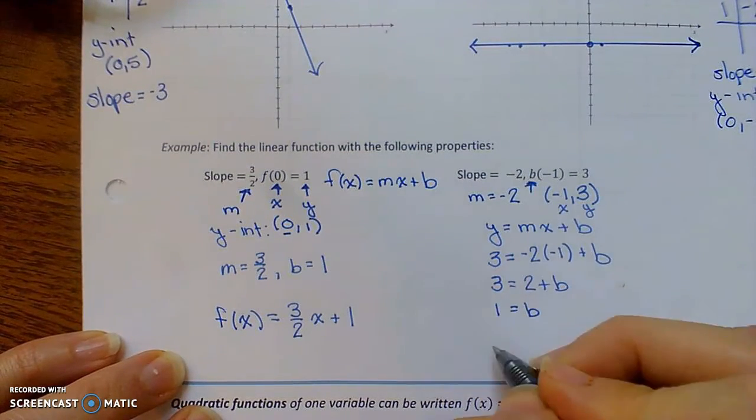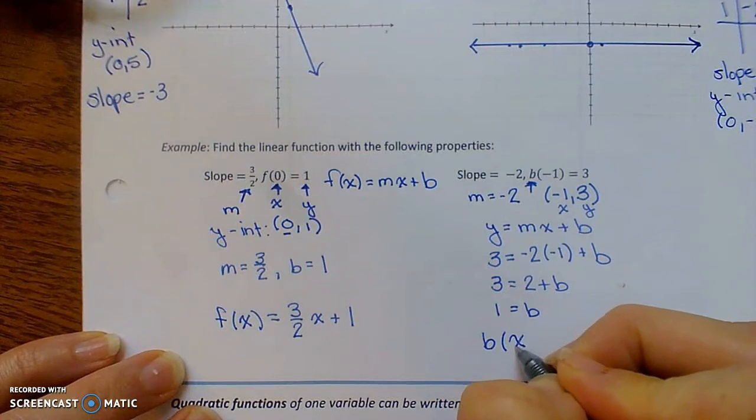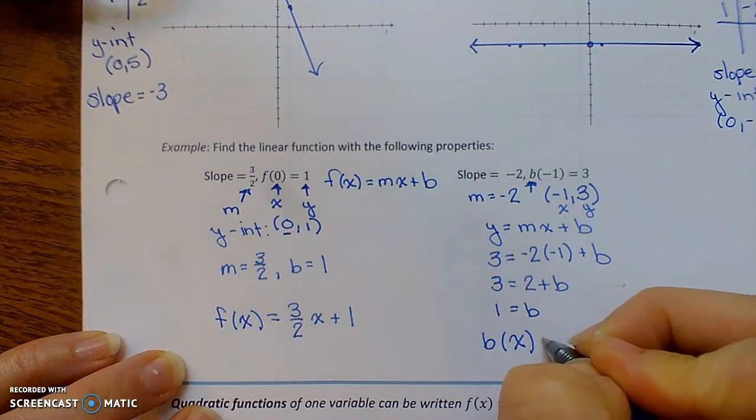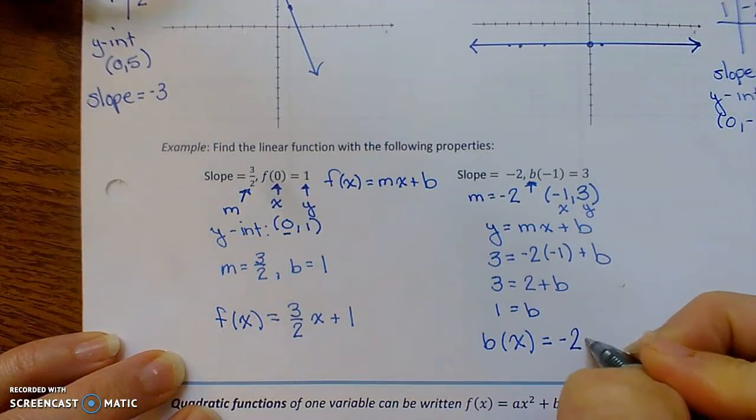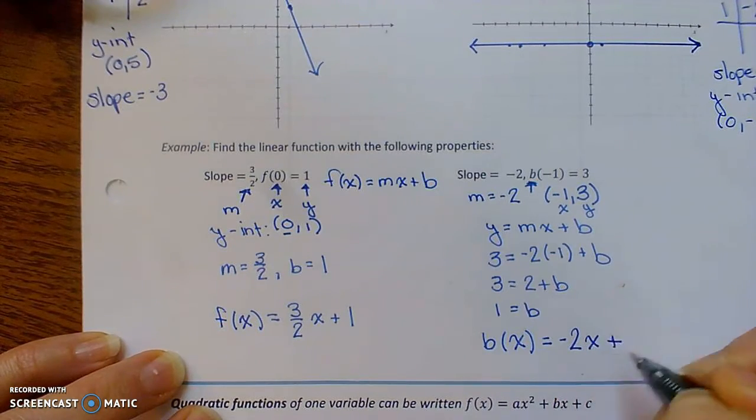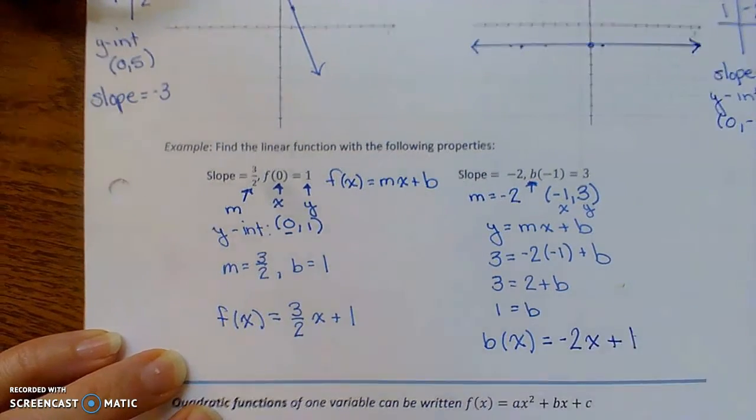And now I can go ahead and write down the equation of the line. Again, the name of this function is also b, which, I probably should have used a different letter, but b of x equals -2, that's my m, x plus 1, that's my b.